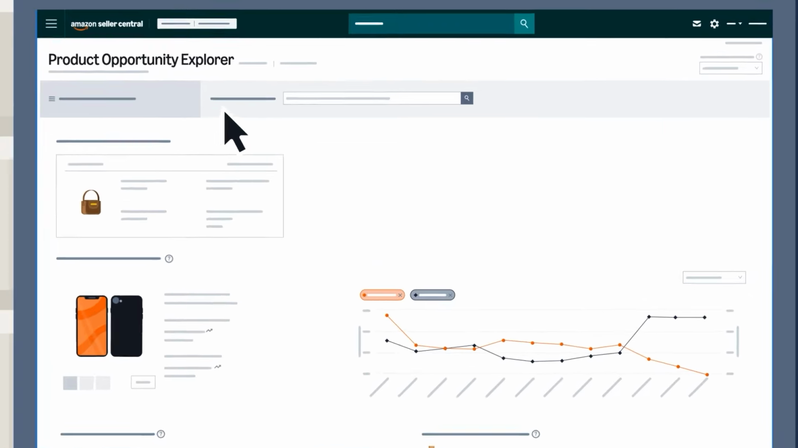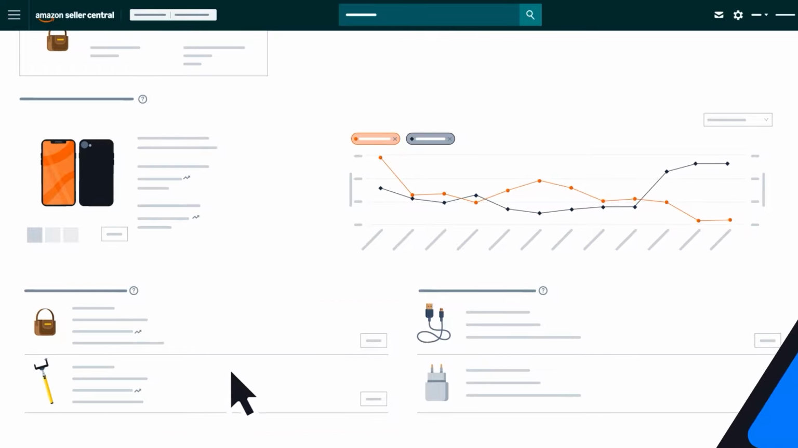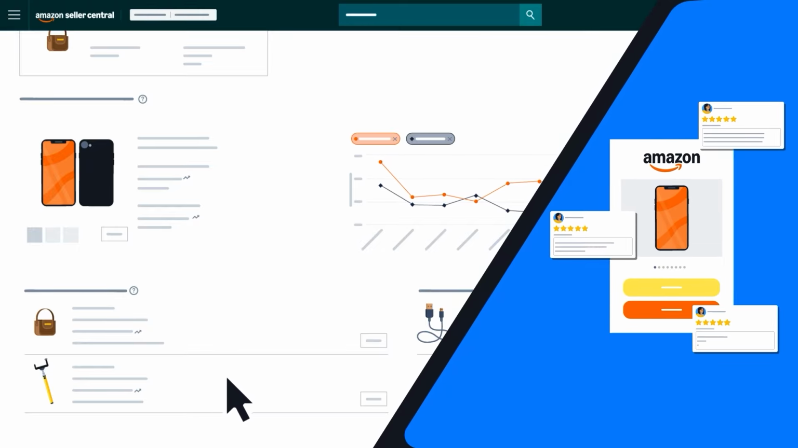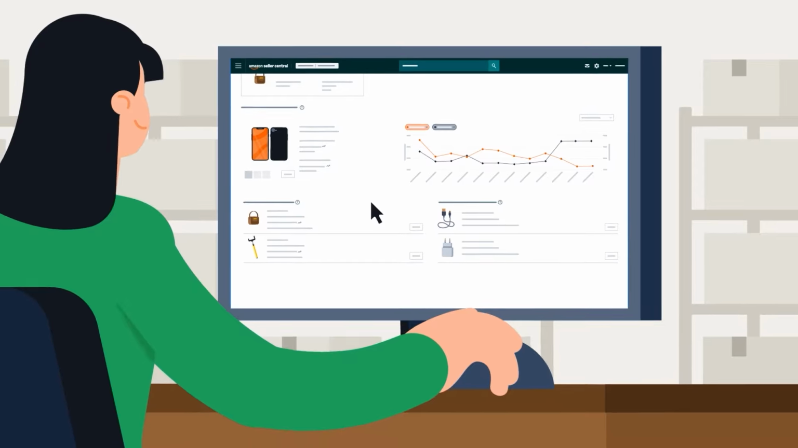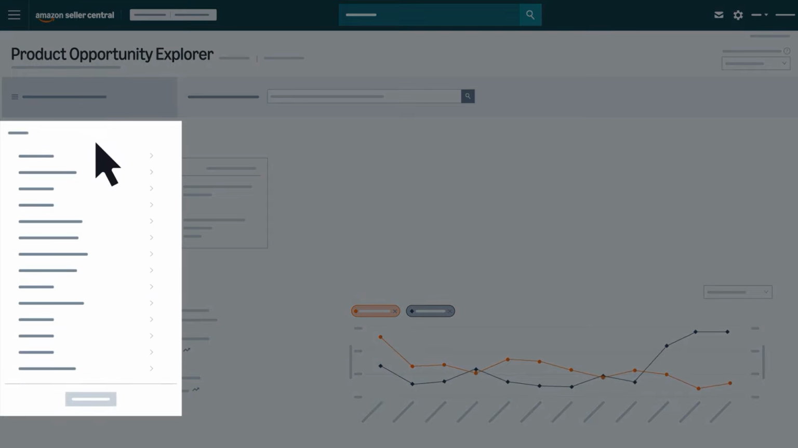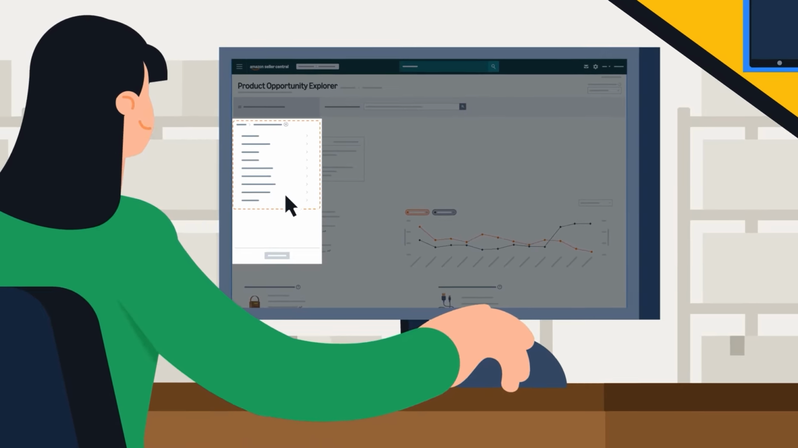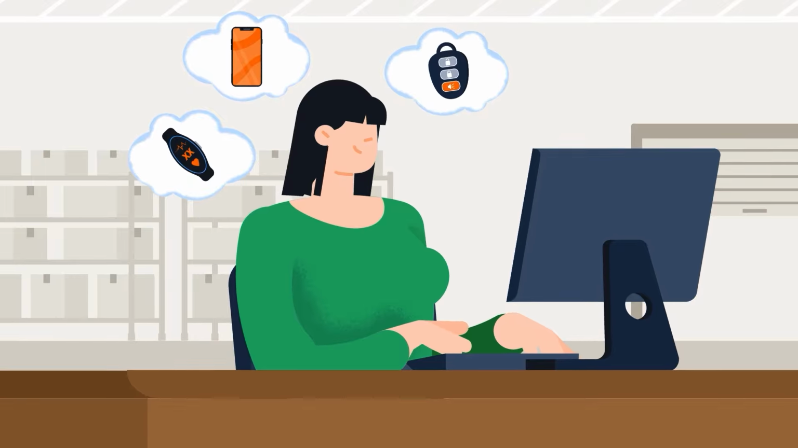With Product Opportunity Explorer, you can analyze market trends and individual product performance in the Amazon store. If you're beginning your product research journey, you might want to take a look at broader category and subcategory trends to start. This approach can help you discover popular niches without a specific product idea in mind.